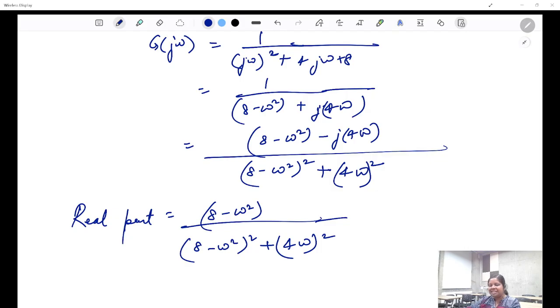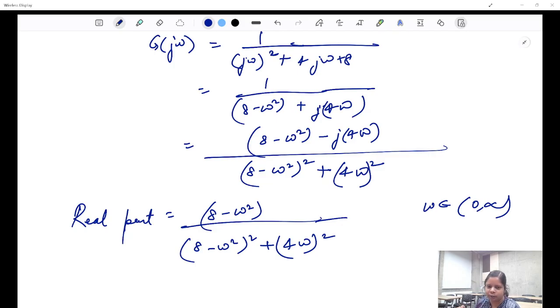Now omega is being varied from 0 to infinity, right? If we put the value of omega to be 0, the real part is positive. But as soon as we put the value of omega to be root 8, the real part is going to be completely 0. Before it, the values were positive. So for omega being 0 or 1 or 2, up until 2, it is going to be some positive value, right?